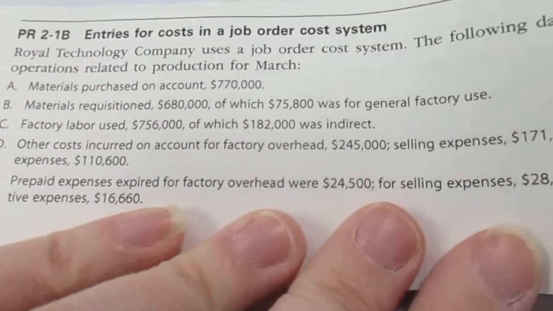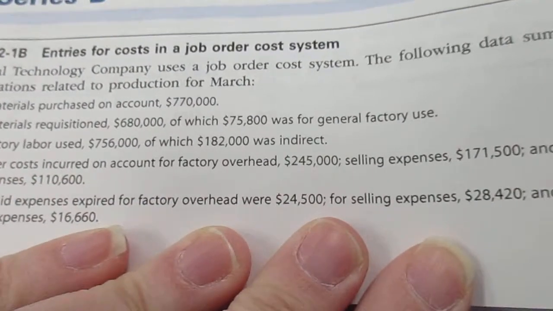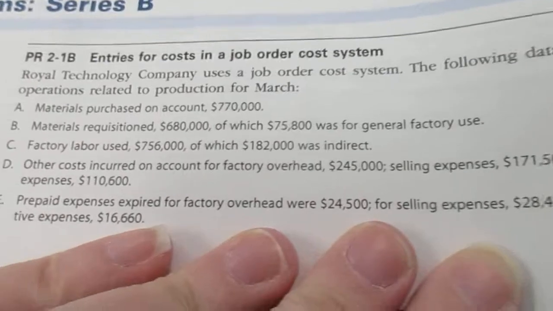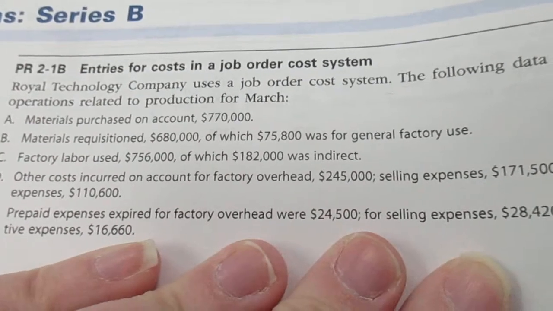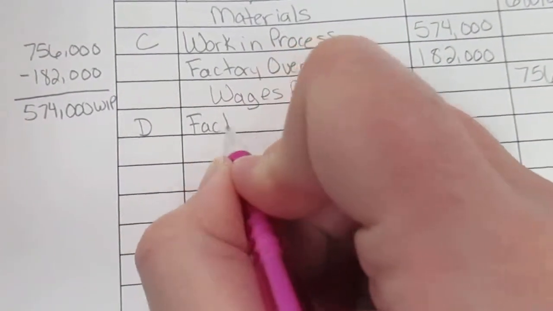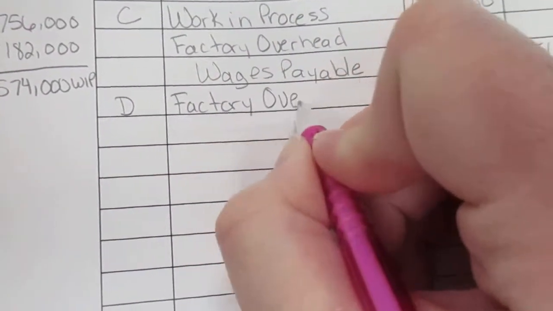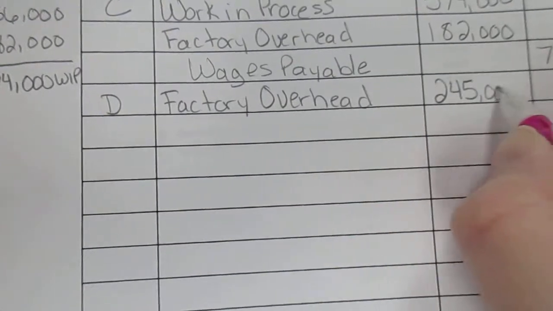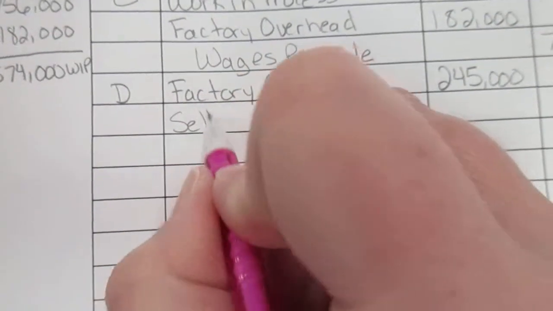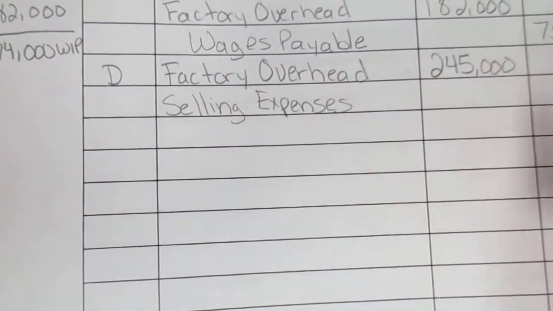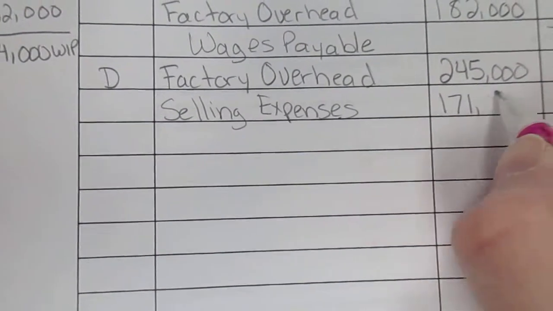Okay, letter D, other costs incurred on account for factory overhead, $245,000. Selling expenses, $171,500. Administrative expenses, $110,600. Okay, so we need to record all of these costs. Okay, so the first one was for factory overhead. Whenever we incur factory overhead, we're going to debit it for $245,000. That's what your book tells us. And then we had selling expenses. We always debit the expense unless we're closing the account.